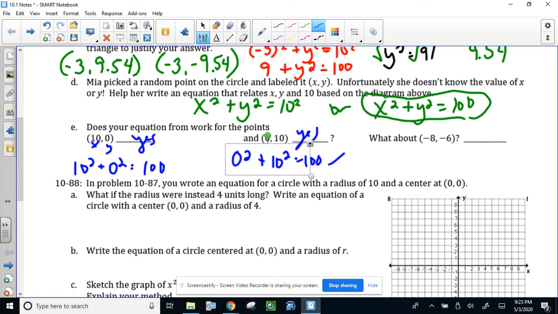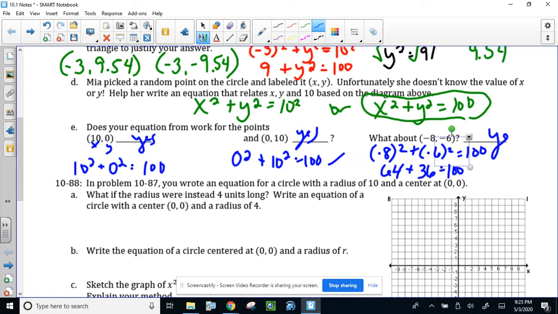What if we had negative 8, negative 6? Well, let's check. So if I did negative 8 squared plus negative 6 squared, does that equal 100? And negative 8 squared is positive 64 because a negative times a negative is a positive. And negative 6 squared then would also be positive 36. And does 64 plus 36 equal 100? Yes. And that's because when you square your negative, you're always going to get a positive. So that's the basic idea of a circle.